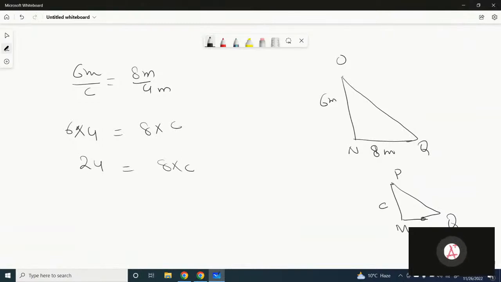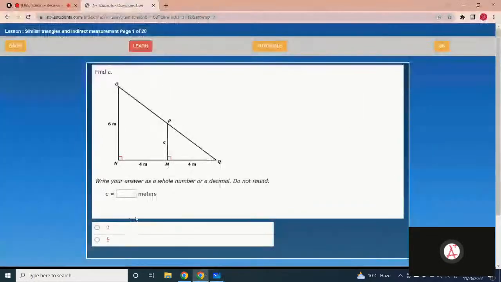Just divide both sides by 8. It would be 8 times 3 is 24, so it would be 3 meters. That means the missing side length, this one, is 3 meters. Got it? You have to solve them like you do for similar triangles. Just select the correct option and click on the OK button.